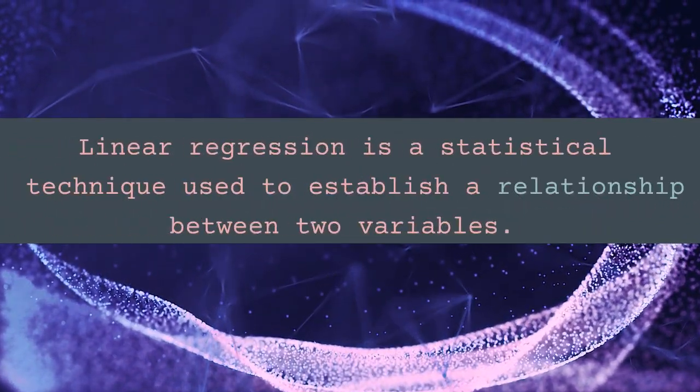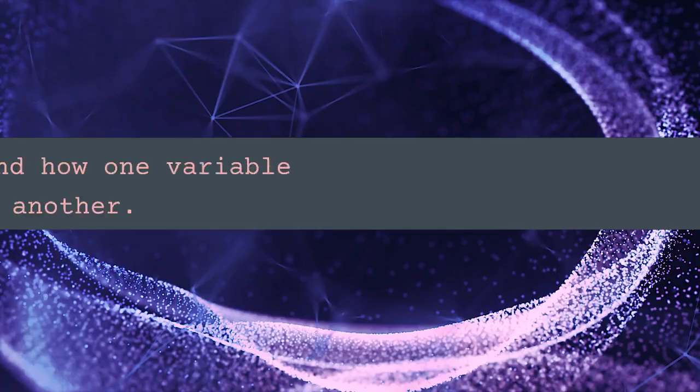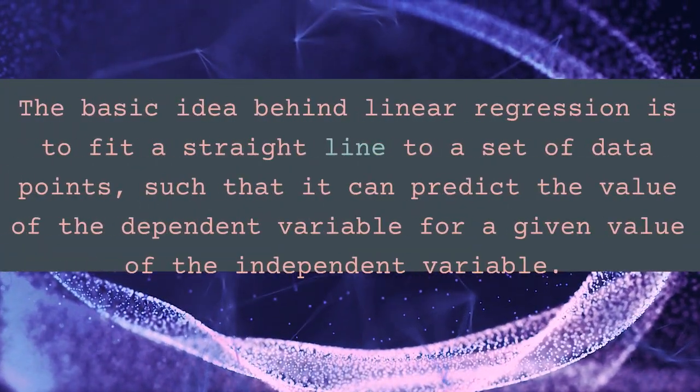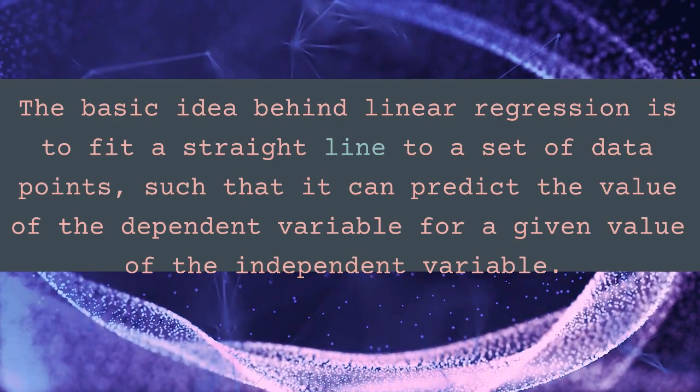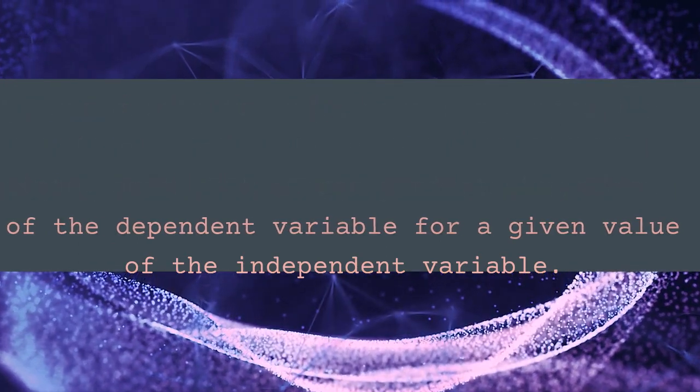Linear regression is a statistical technique used to establish a relationship between two variables. It helps us to understand how one variable is affected by another. The basic idea behind linear regression is to fit a straight line to a set of data points, such that it can predict the value of the dependent variable for a given value of the independent variable.